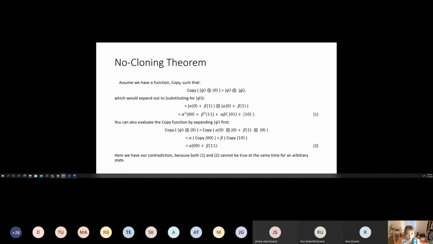So you can first try to expand the right-hand side. The phi will have arbitrary amplitudes for 0 and 1, alpha and beta, and the other one also. Then you expand it, and you'll get these four different terms. But if you expand the left-hand side, 0 is still 0, but phi is alpha 0 plus beta 1. You will get this out. So if you compare these two, they are contradicting. That means you can't really have a function called copy to produce something like this.